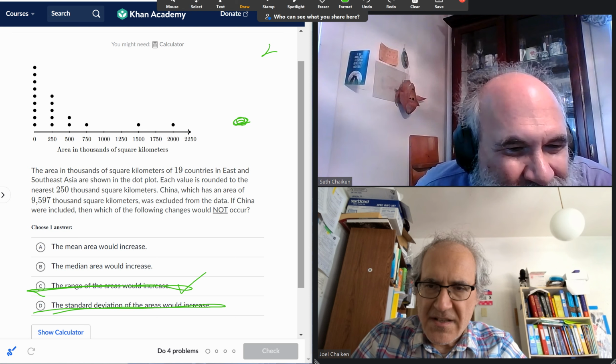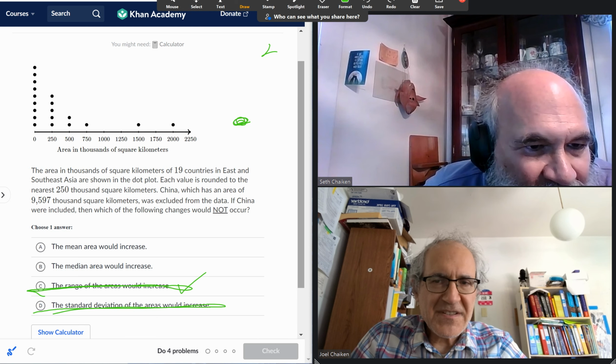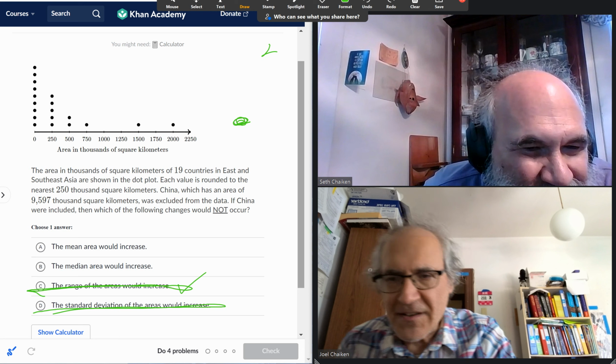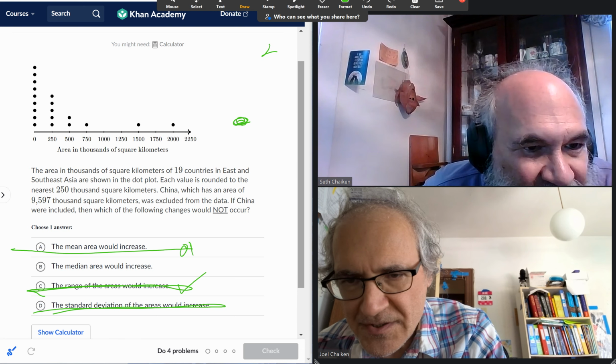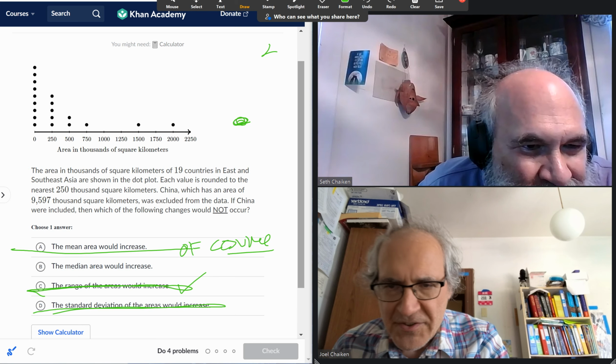Usually, it's the... No, it has to be the median, right? Because the mean is the average of them. The mean, of course, would change. Of course. Yeah. The median is the middle number.